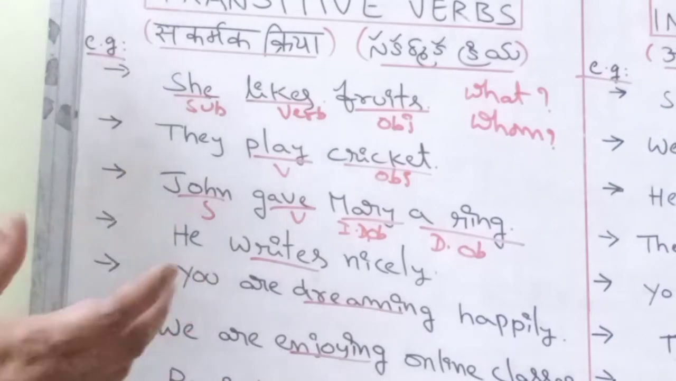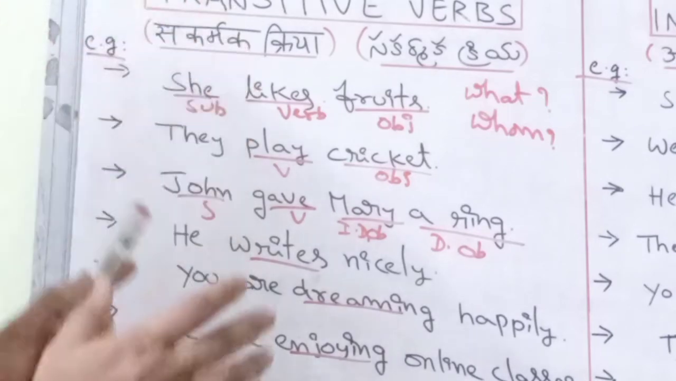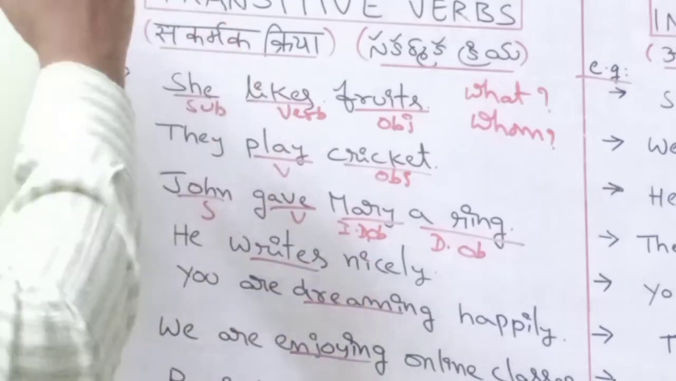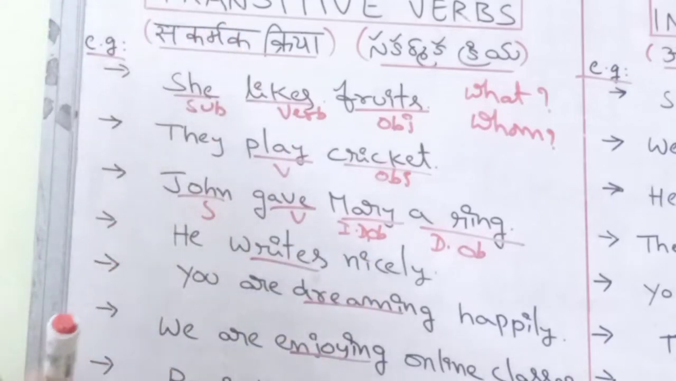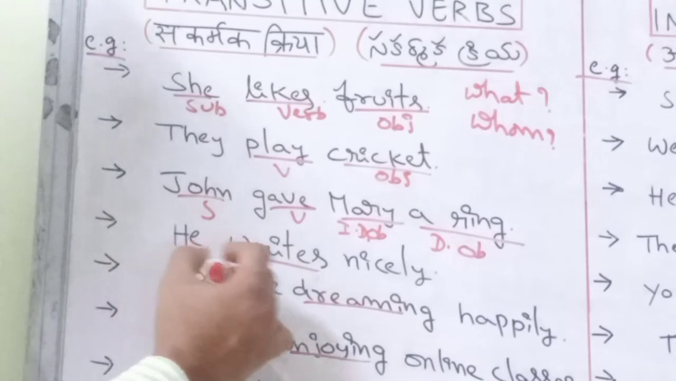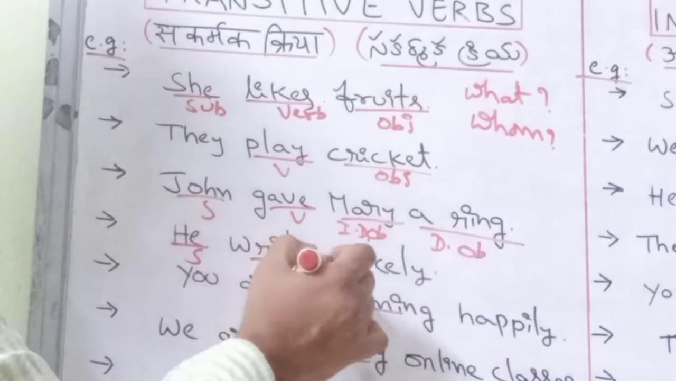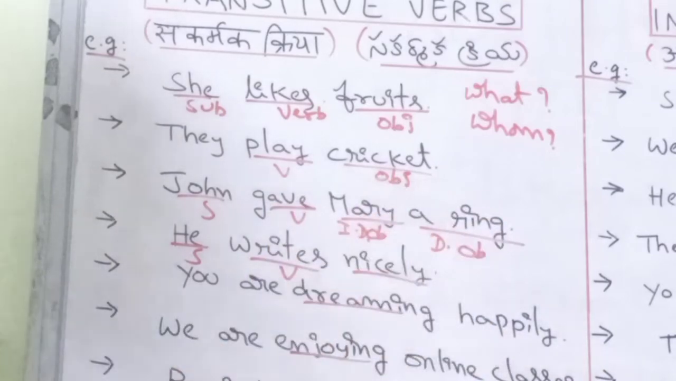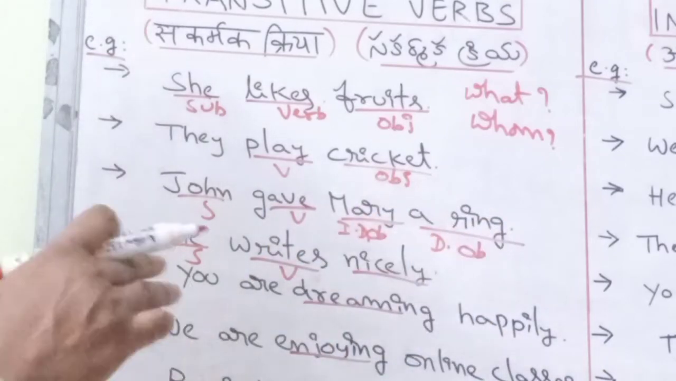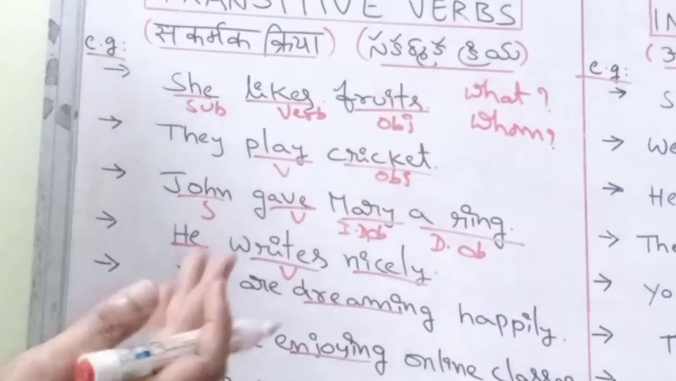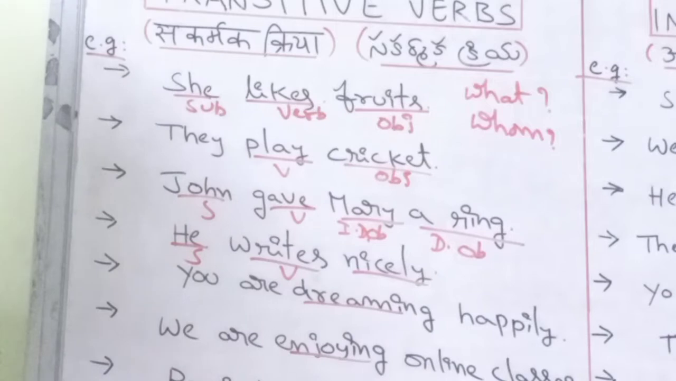So it can be a direct or indirect object. If an object is present immediately after the verb, that particular verb becomes a transitive verb. Next example: He writes nicely. He is the subject, the doer of the action, writes is the verb, and nicely is an adverb. It is not giving the answer for what or whom. He writes what? No answer. He writes whom? No answer.